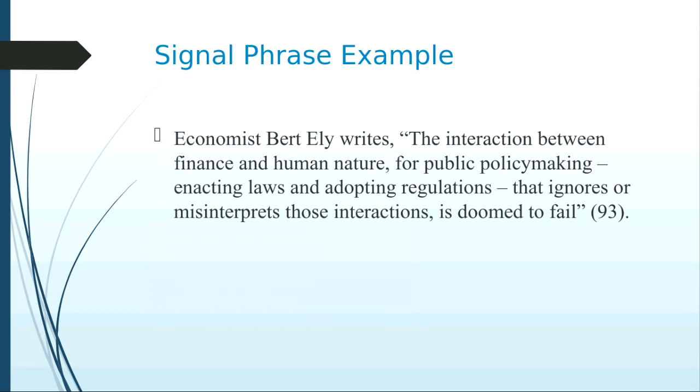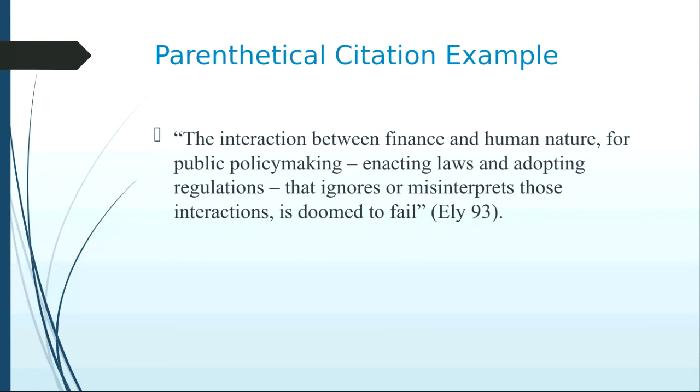So take a look at this example first. This is verbatim text, so of course it goes in quotation marks. We have a choice to use a signal phrase like this: Economist Bert Eli writes, or we can do it this way, where we have Eli 93 at the end. In either case, we've still got the same verbatim text, but we just have decided to use parenthetical citation in this example. Be aware you need to use this type of citation for verbatim text, but also for paraphrase text. You have a choice to use either one.